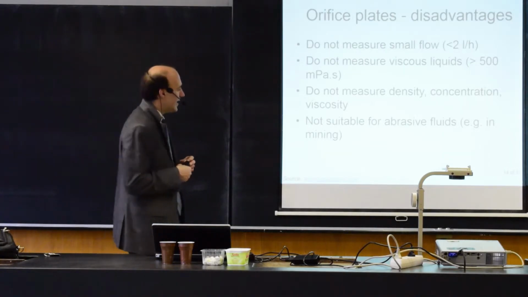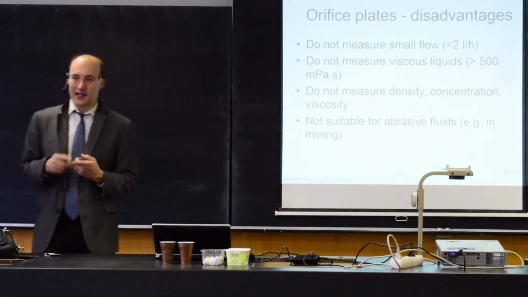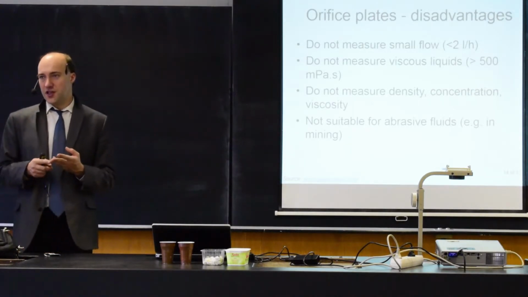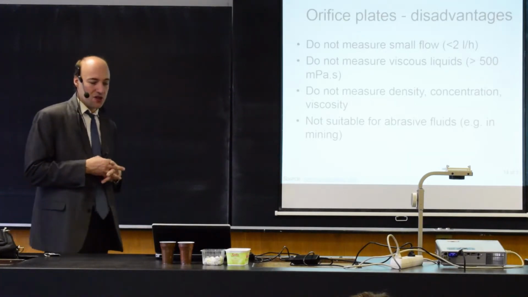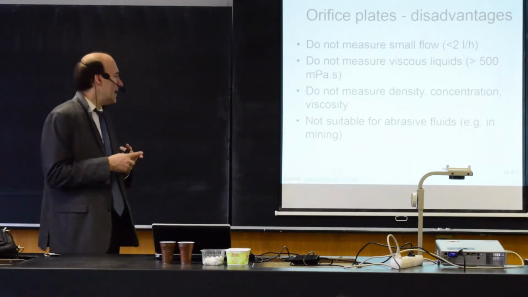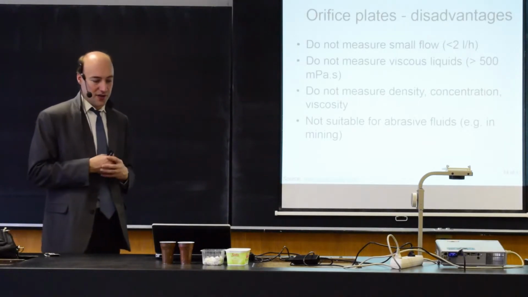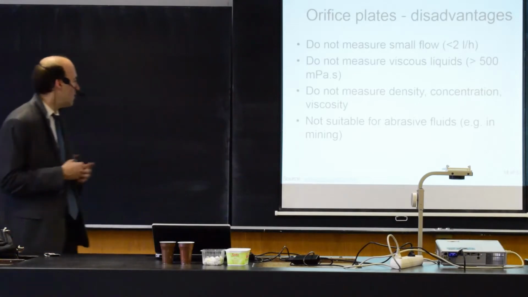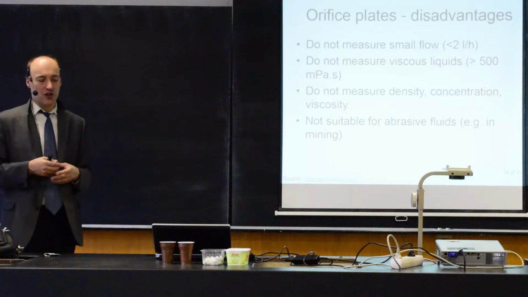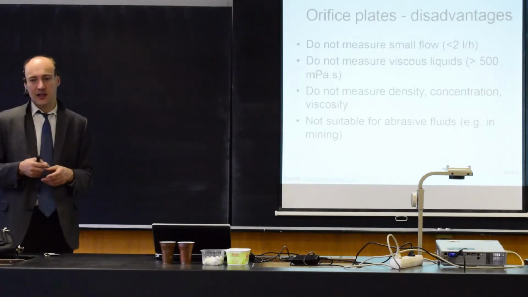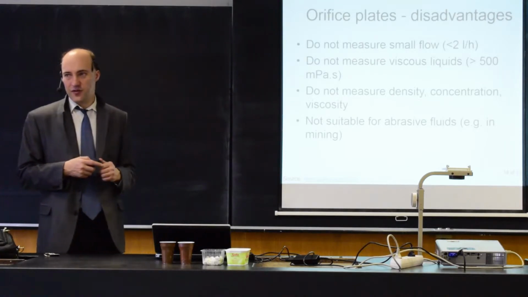If you look at other principles, especially the Coriolis flow meter that we will discuss at the end today, the orifice plate cannot directly measure density, concentration, or viscosity, which can be done with the Coriolis flow meter. It measures only the flow rate, and you need to add the temperature if you want that to be correct. And as I already said, it's not working for abrasive liquids, so mining applications where you have mixtures of water and sand, for example. The orifice plate is definitely not a good sensor for this application.